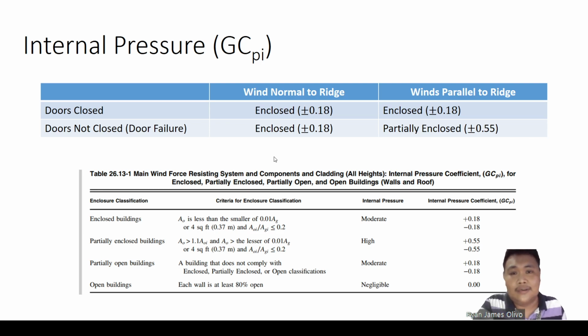Yes, yes, yes. Okay, 4 in wind normal to the ridge with plus and minus 0.18, 4 with winds parallel to the ridge plus and minus 0.18, and another 4 for plus and minus 0.55 for winds parallel to the ridge. But okay, thanks. That's it.